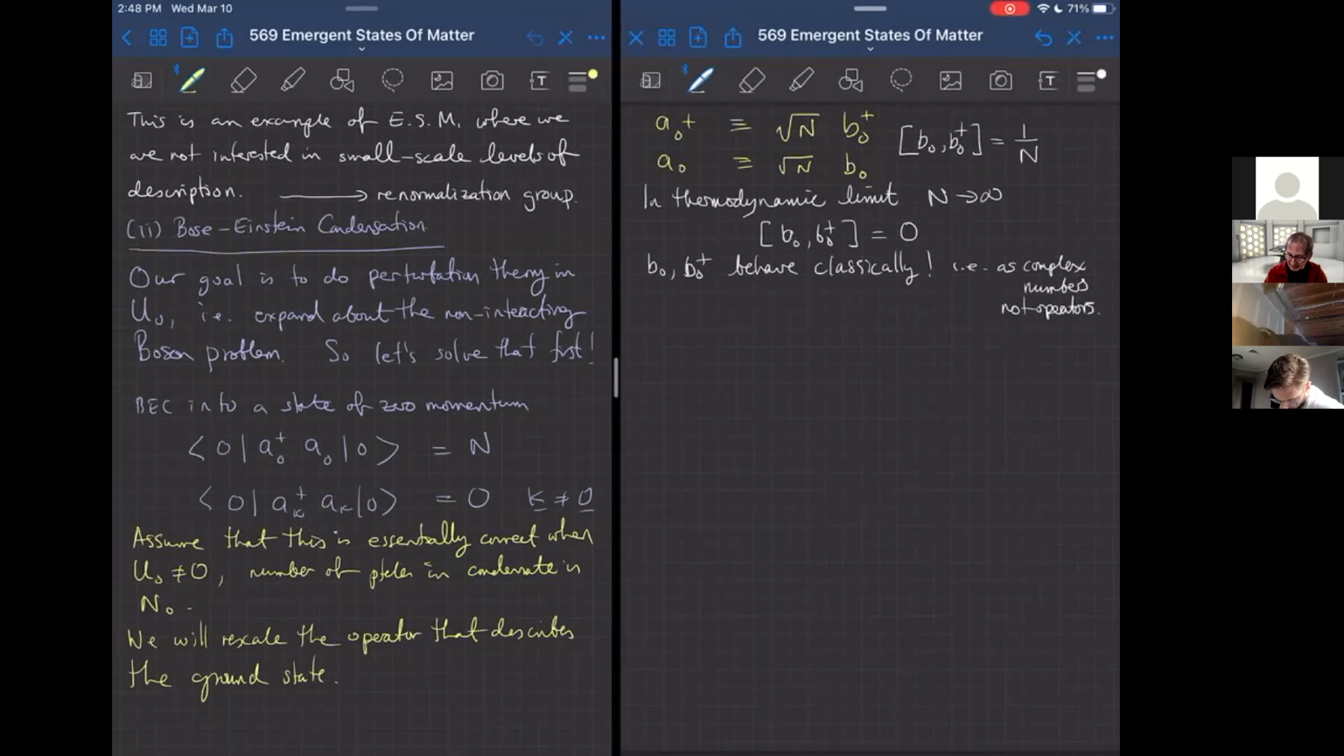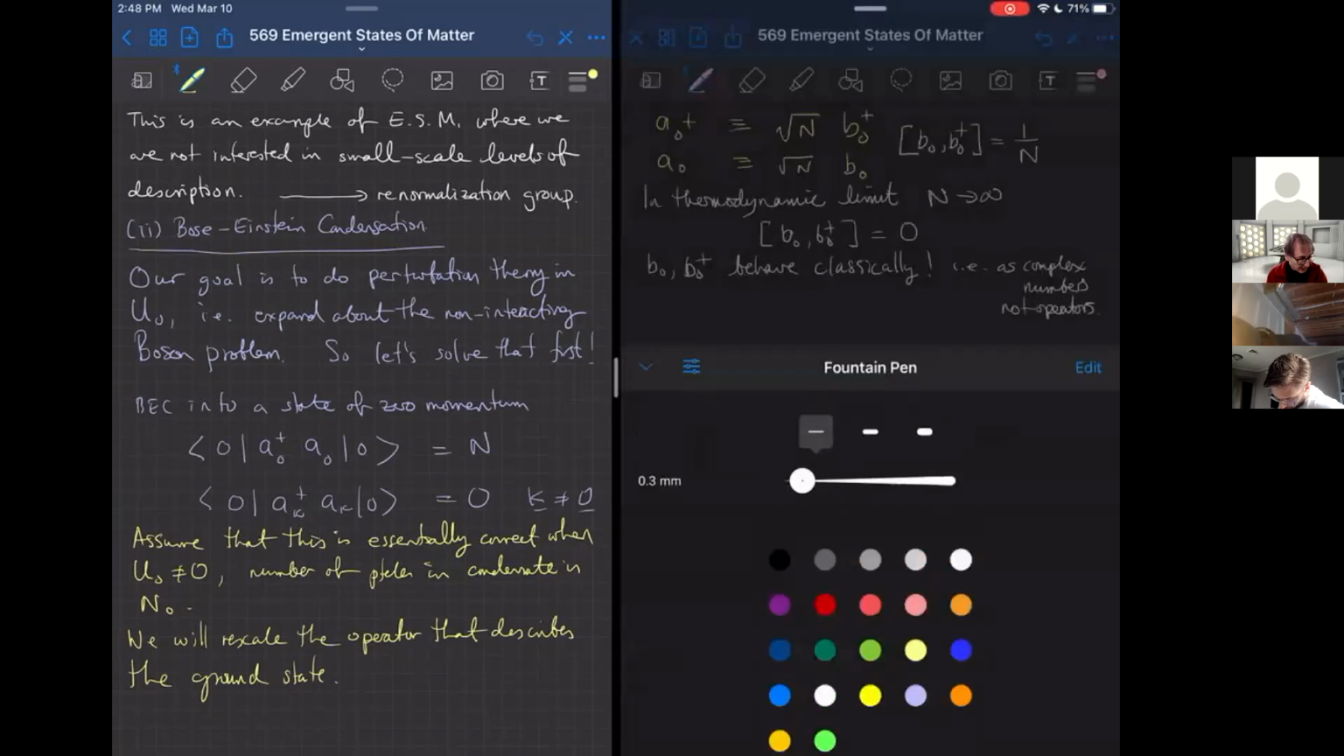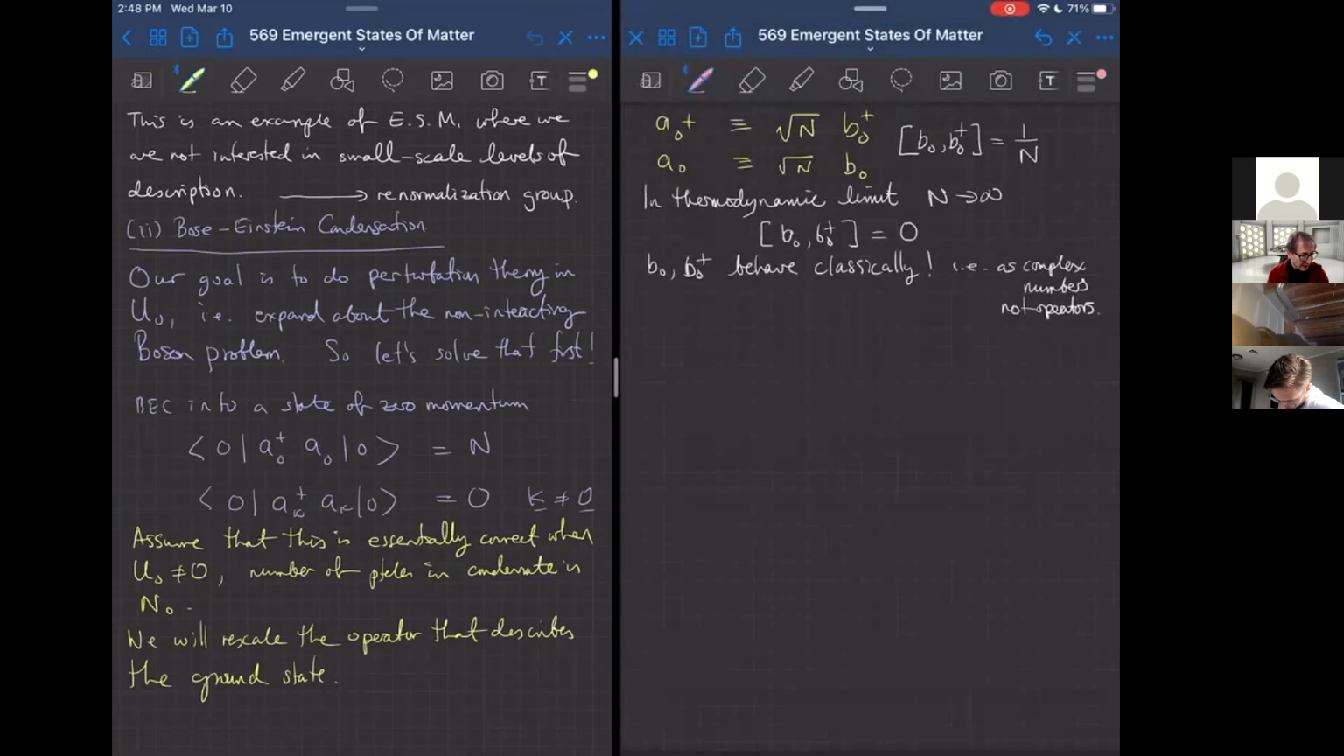So the way I'm going to write that is I'm going to write a naught and a naught dagger as basically being equal to some constant A naught, which has some magnitude. The size of A naught is going to be of order the square root of N, so it's a macroscopic variable. And so I'm going to now separate out the ground state, which I treat classically, from the excited states, which I treat quantum mechanically. So what does that mean?